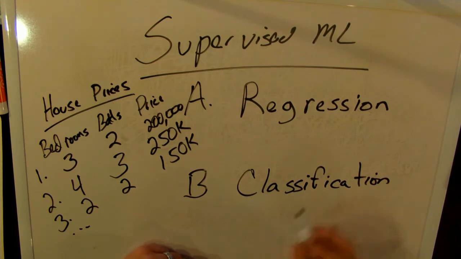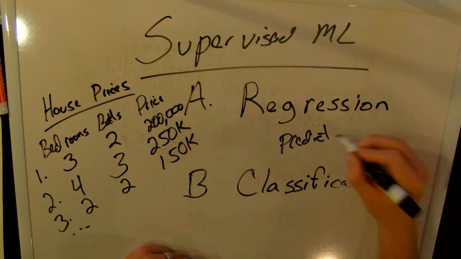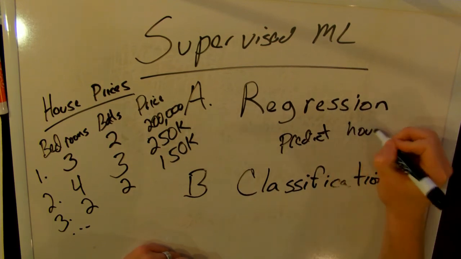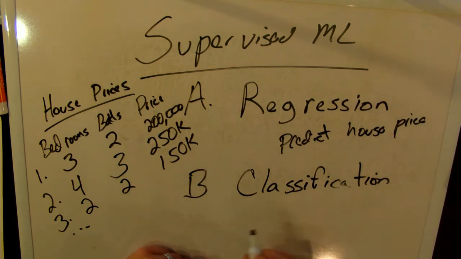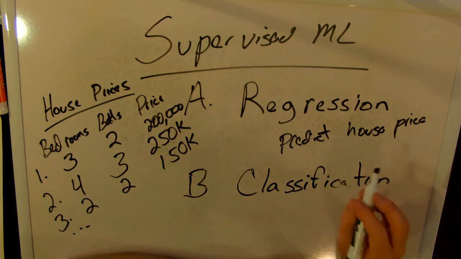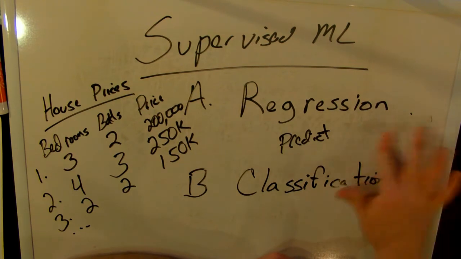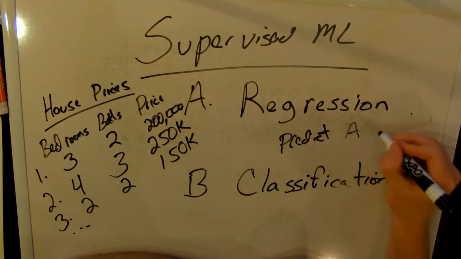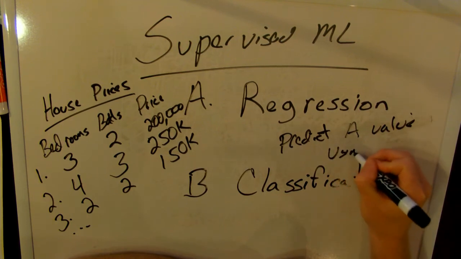be able to predict house price based on the independent variables, bedrooms and baths. So specifically, what we use regression for is to predict a value using labeled data.